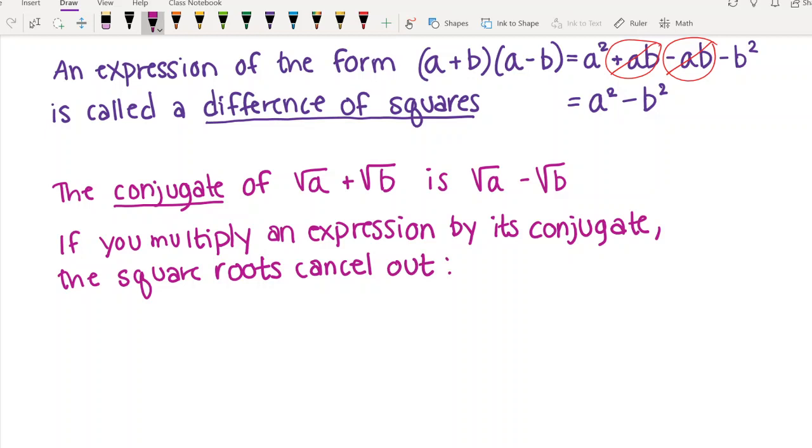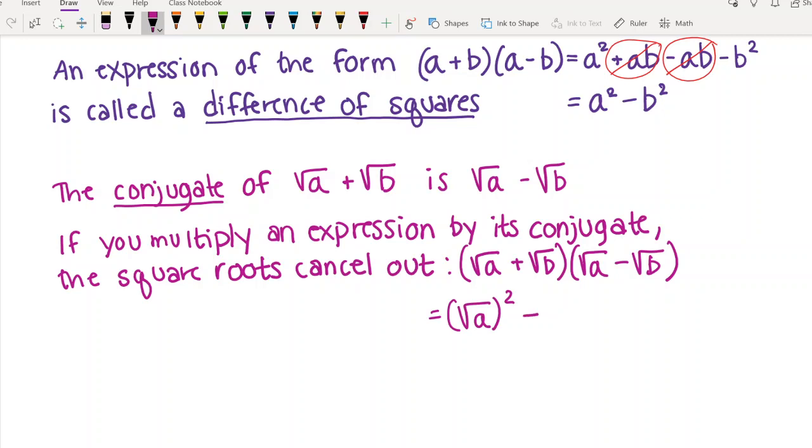So if you were to take square root of a, actually, maybe let me write this below so I have enough space. I'll put it here. So if you have square root of a plus square root of b, and you multiply that with square root of a minus square root of b, we don't have to multiply all of this out because we know what's going to happen, since it's a difference of squares. If we look at what happened above, the middle terms are guaranteed to cancel out. So we don't need to write this out fully. Instead, we can just say we're going to have our first thing multiplied by itself, so square root of a squared, minus the second part multiplied with itself, so square root of b squared.